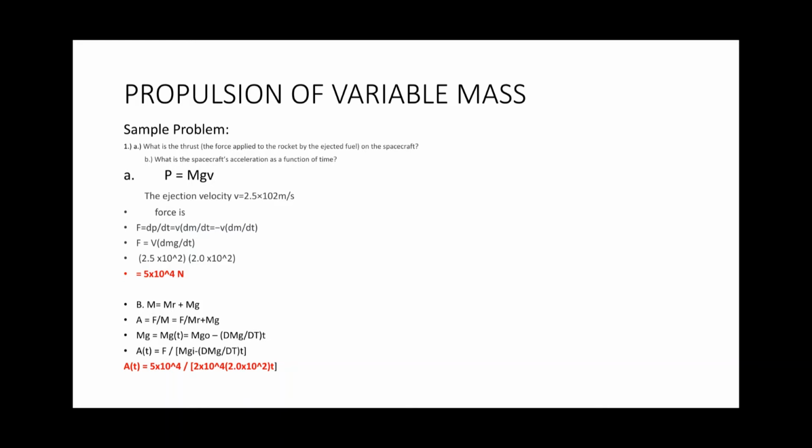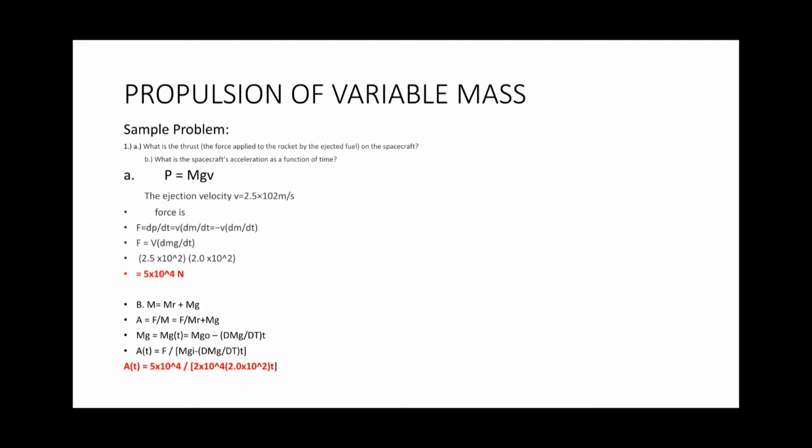The problem states that 2.0 times 10 raised to 2 kg per second is substituted in the formula F equals v times dmg over dt. Then 2.5 times 10 raised to 2 meters per second times 2.0 times 10 raised to 2 kg per second. The answer is 5 times 10 raised to 4 newtons, and that's the answer for letter A.